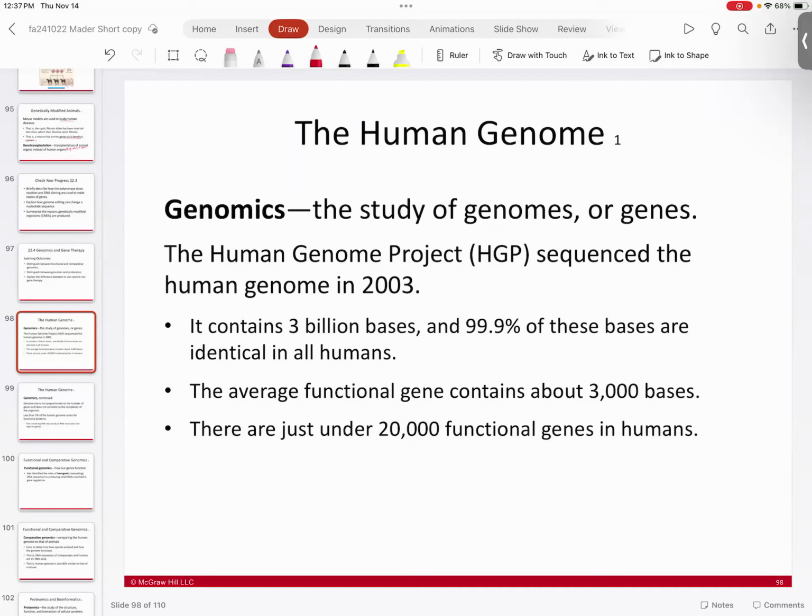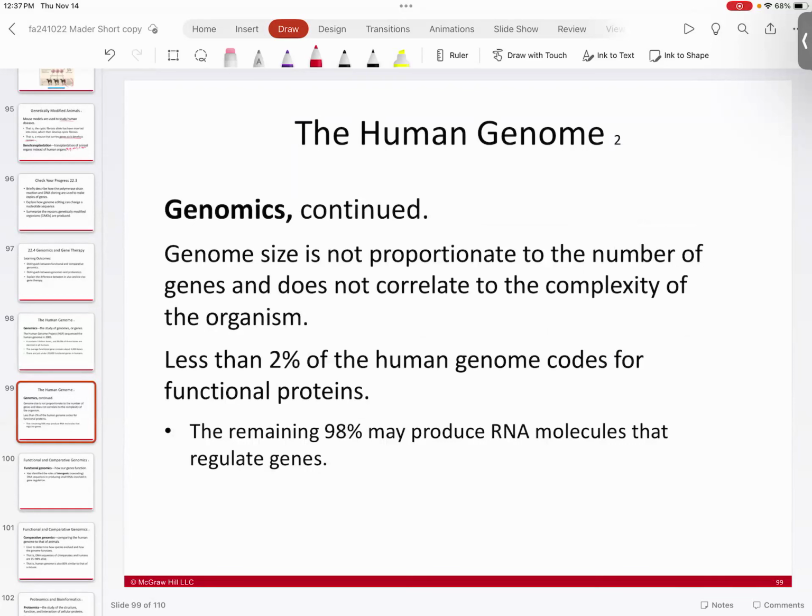And so we have 3 billion bases, and about 20,000-ish functional genes in humans that are actually on at a given time. So the size of the genome is not proportional to the number of genes or the complexity of the organism. For instance, less than 2% of the entire genome codes for functional proteins. 98% of it may be RNA molecules or something else.